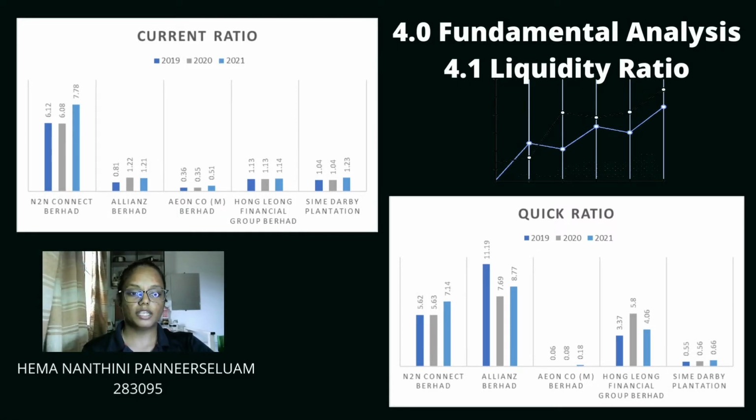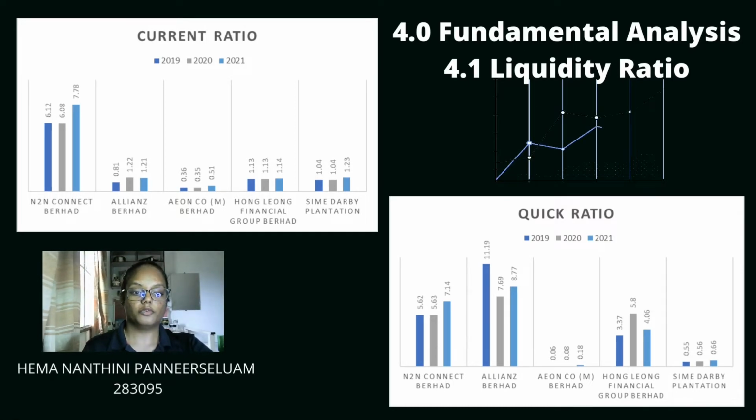The current ratio for Alliance Berhad climbed from 2019 to 2020, from 0.81% to 1.22%, but then decreased to 1.21% in 2021. Because the current ratio is greater than 1, the corporation may still meet its commitments even if the ratio varied from 2019 to 2021. Similar results occur with Sam Darby Plantation, where the ratio remained constant at 1.04% in 2019 and 2020 respectively, but then increased to 1.23% in 2021.